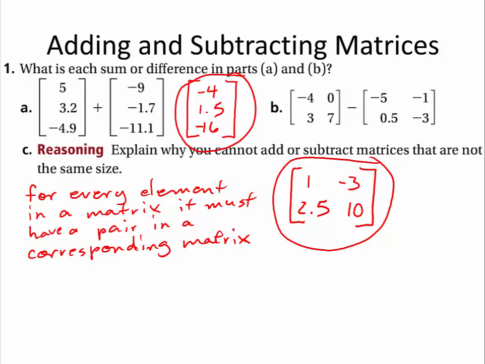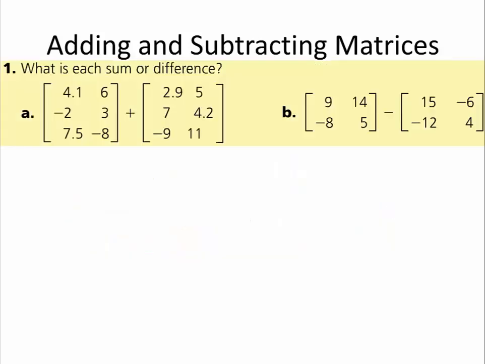In a corresponding matrix. So basically both of them must be the same size in order to have one number to have a pair each time. All right, go ahead and give this one a try and see how you do. All right, if you did this one correctly, first things first, it's a 2 by 3. So go ahead and make your matrix.